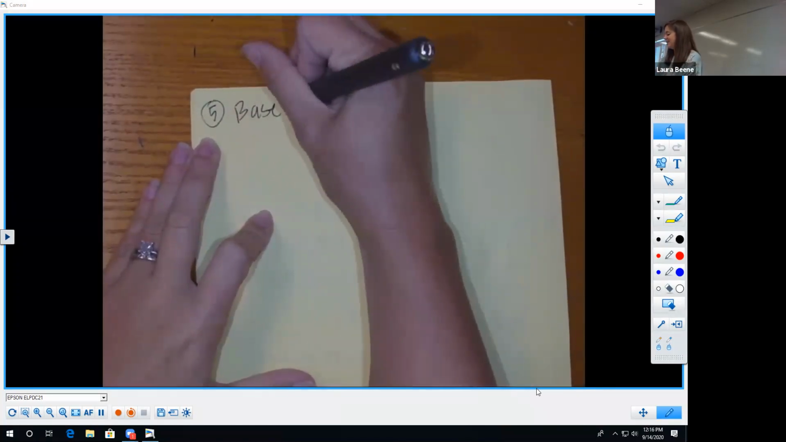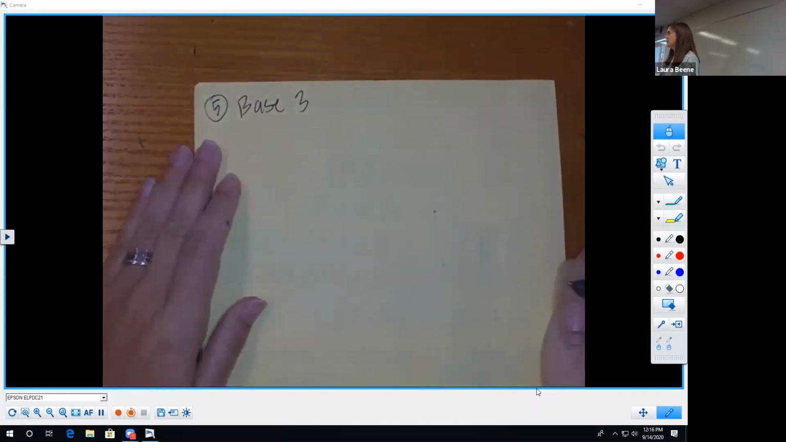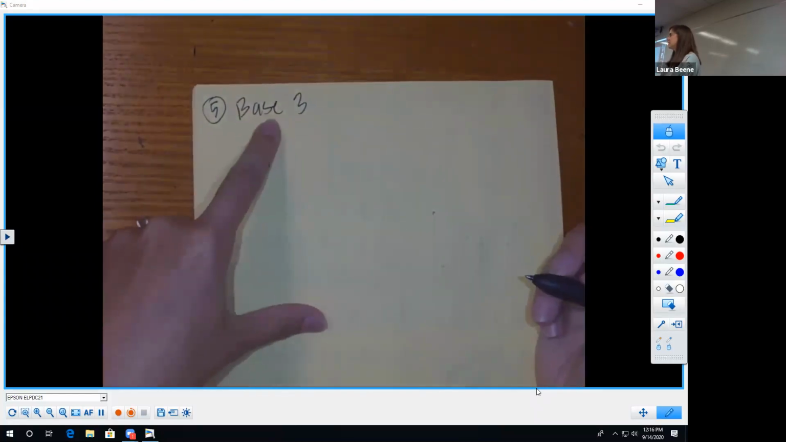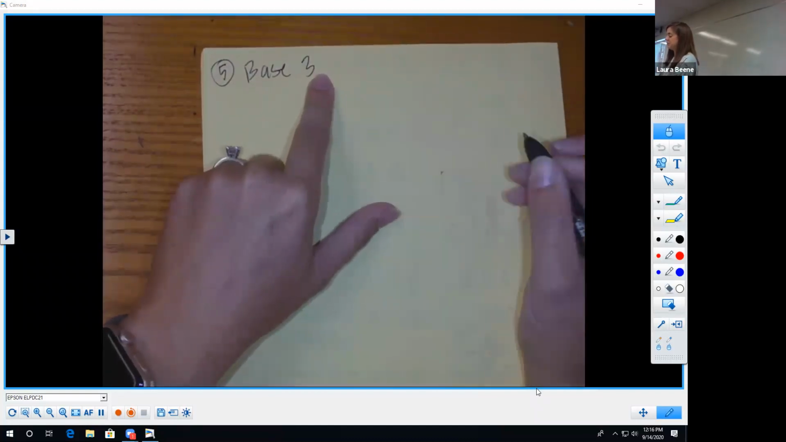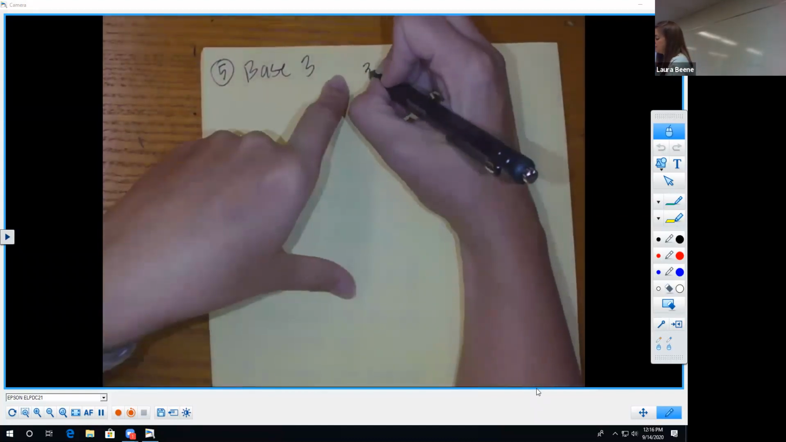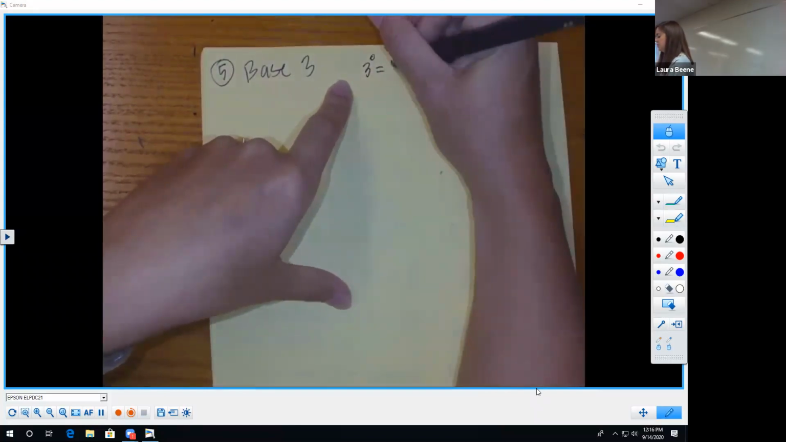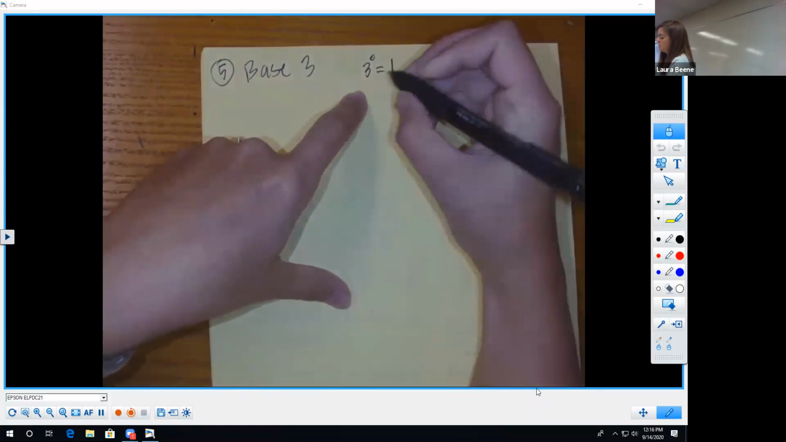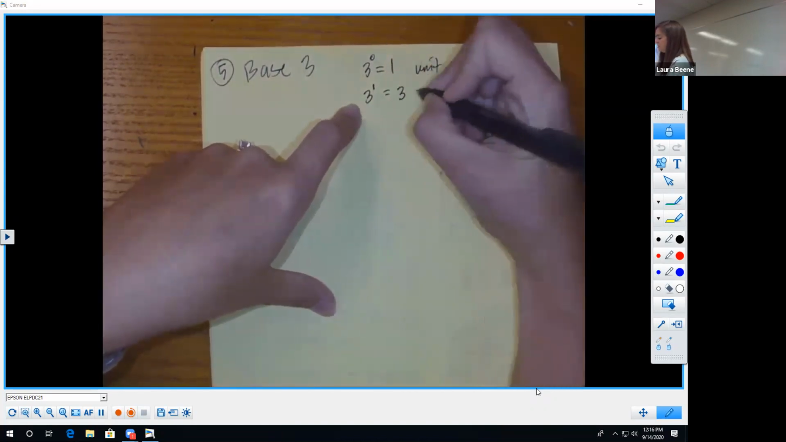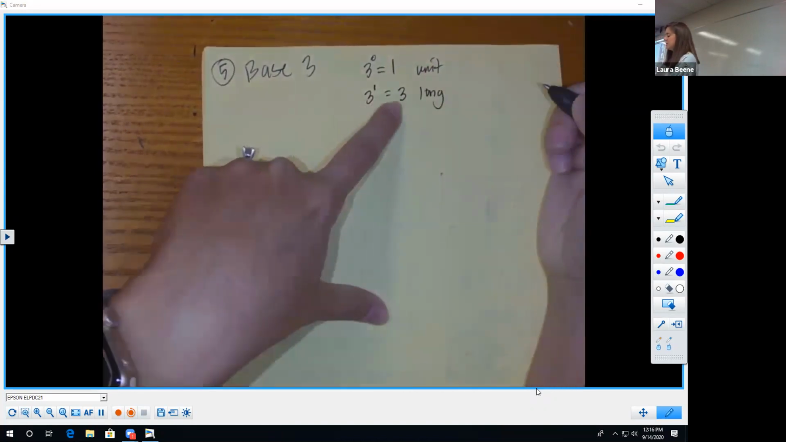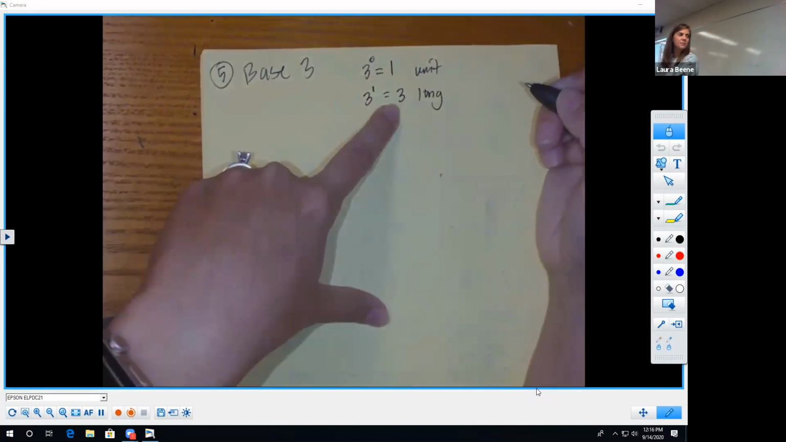When it says count to 10, it just means give all the numbers from 1 to 10 in base 3 form, essentially. So let's go over what base 3 is. The unit here would be 3 to the 0 power, which is just 1 unit, right? The long here would be 3 to the first power, which is 3 units. Once I get to 3 units, I put that together to make a long.